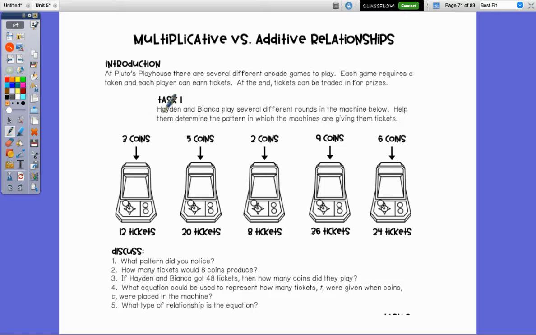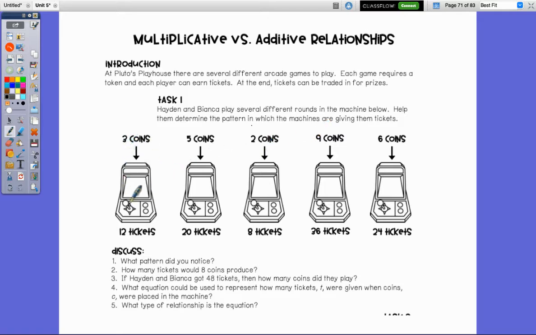Okay, at Pluto's Playhouse, there are several different arcade games to play. Each game requires a token, and each player can earn tickets. At the end, they trade the tickets for prizes. Task 1. Hayden and Bianca play several different rounds in the machines below. Help them determine a pattern in which the machines give them tickets.